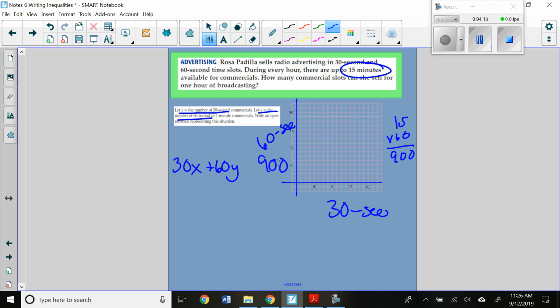Now, I cannot go over that 900, but I can go equal to that 900, so I have less than or equal to. The other way you could do it is change your 30 seconds and your 60 seconds into minutes. So you could have said 0.5x plus 1y. 0.5 is half a minute, and y is 1, and less than or equal to 15. Go ahead and pause the video here, and I want you to graph it. Once you restart the video, I will have it graphed for you.